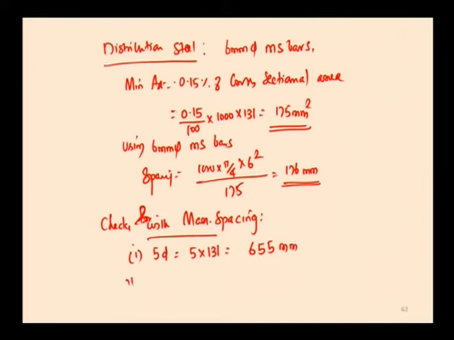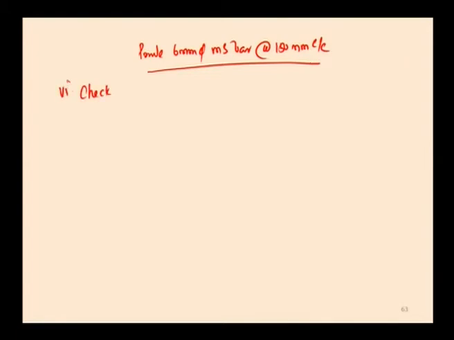And another criterion is it should not be more than 450 mm. So, here the minimum value is 450, but I have designed as 176 millimeter. I am providing 6 mm dia MS bar at 150 mm center to center. This is the distribution steel I have found. Finally, I am going to check, that is 6th step or 7th step, check for deflection.